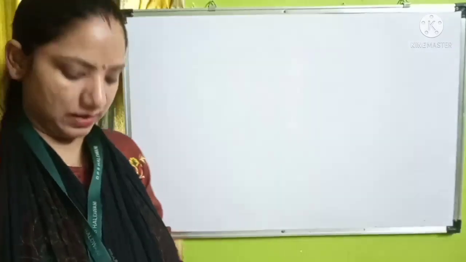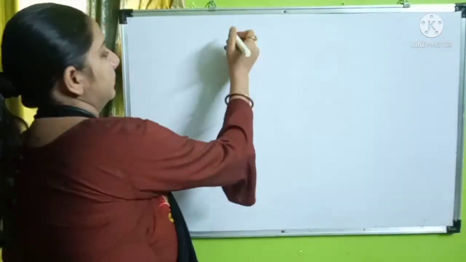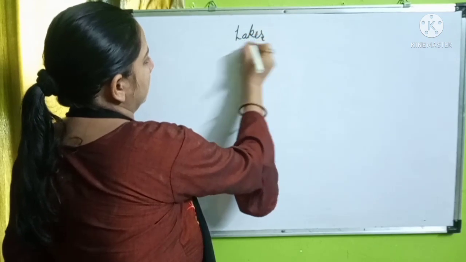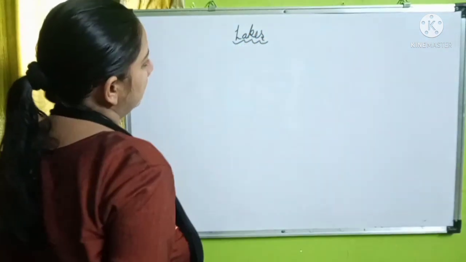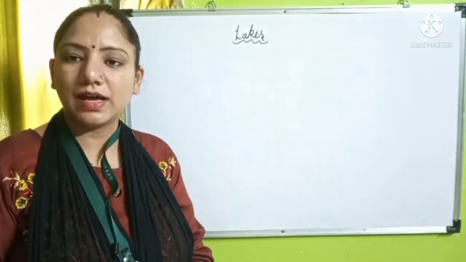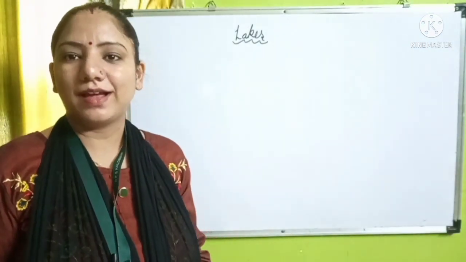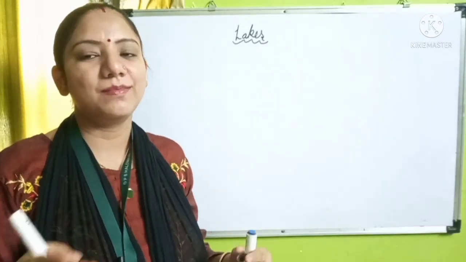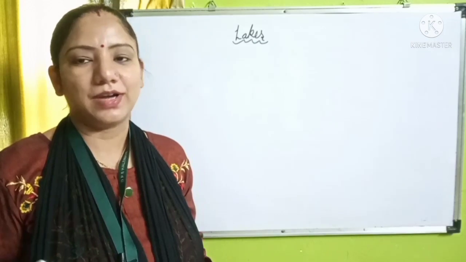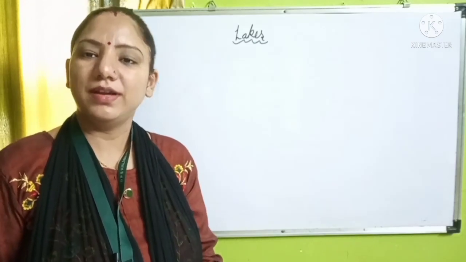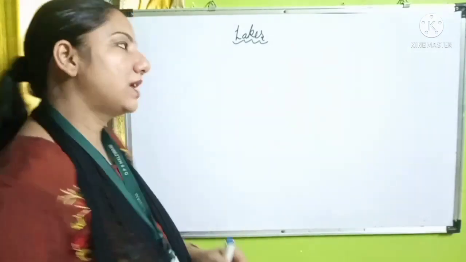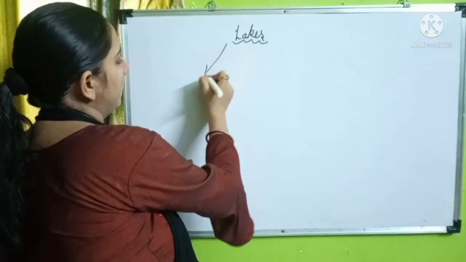Now let's see our next topic, that is lakes. Many times you have heard about the lakes of Nainital, Bhimtal, and the lakes which are nearby your Haldwani, basically in our Uttarakhand. But there are many types of lakes, not only the natural lakes. So the lakes can also be categorized into different categories.